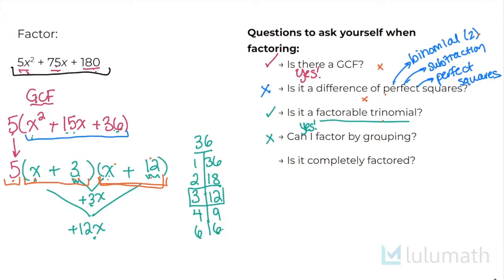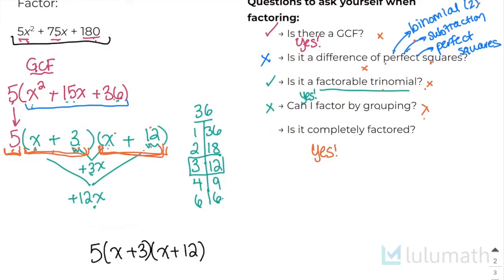Is it a factorable trinomial? Well, 5 is a monomial, x plus 3 is a binomial, x plus 12 is also a binomial, so that is not possible. I cannot factor by grouping. We've already asked ourselves this question for each one of these factors here, so it is not possible to factor by grouping. We've gotten to a point where it's completely factored because none of these is possible anymore, making 5 times x plus 3 times x plus 12 our final answer.